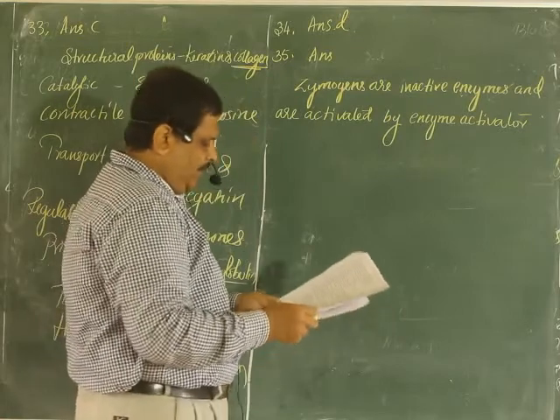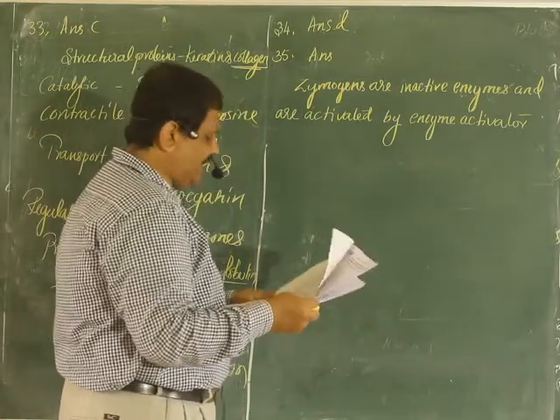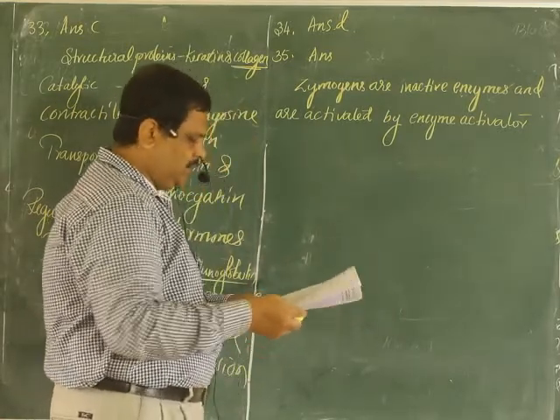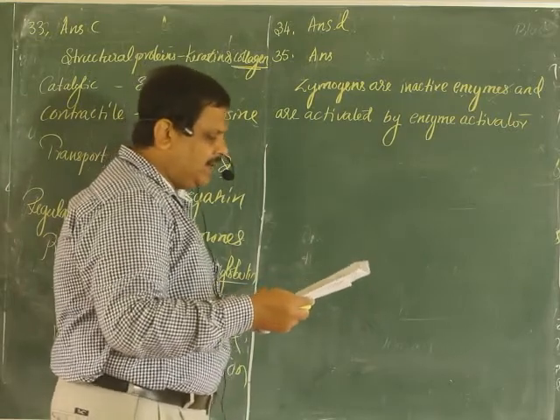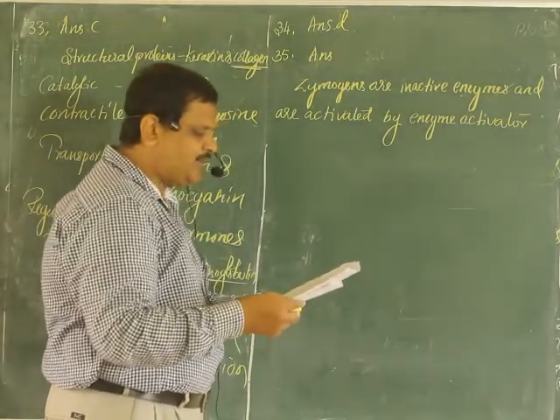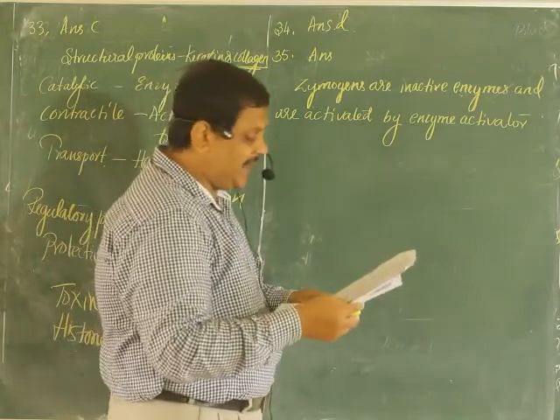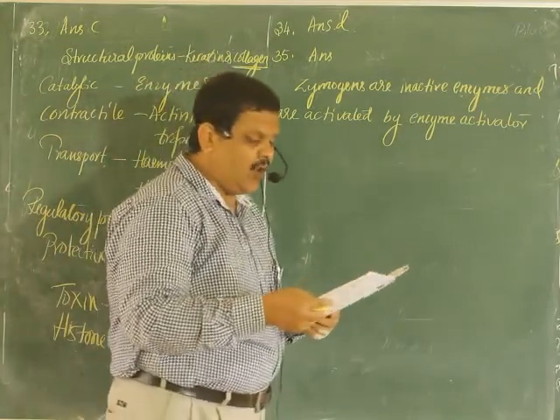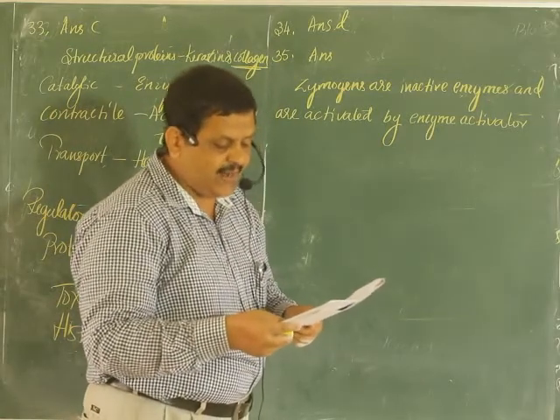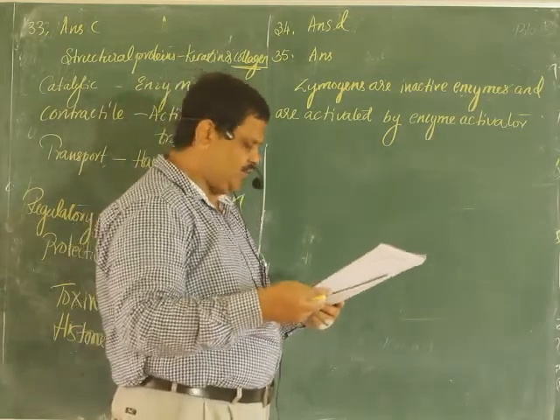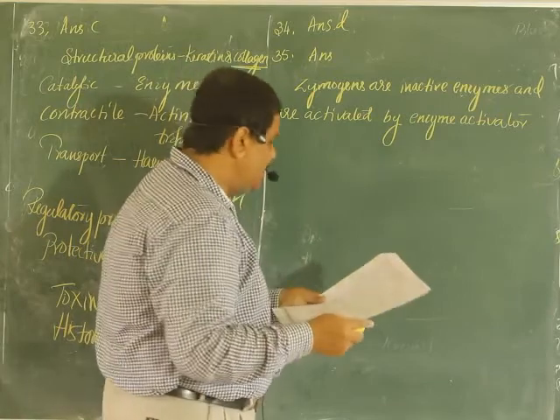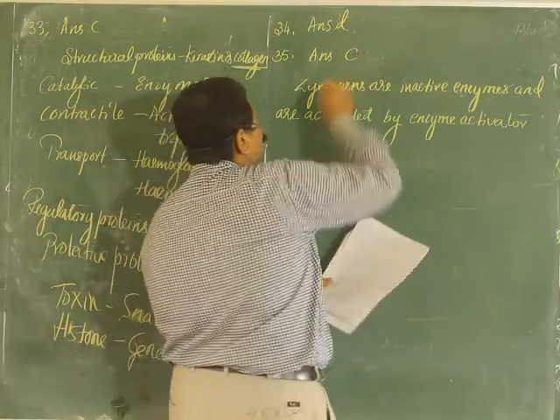Now, the answer for this question. Which of the following enzymes is a zymogen? Option A, ptyalin, which means salivary amylase. Option B, steopsin. Option C, fibrinogen. Option D, carboxypeptidase. So here it is option C.